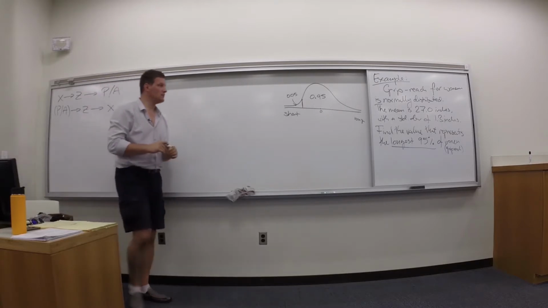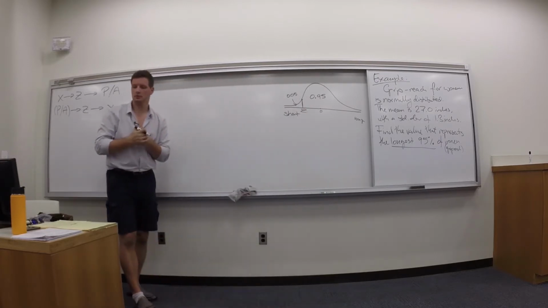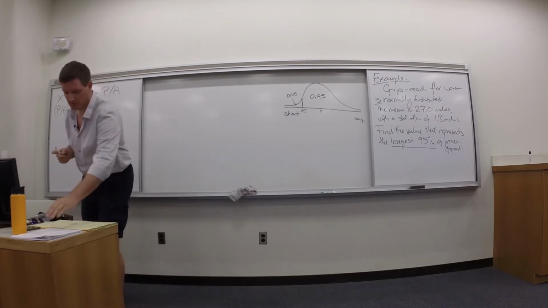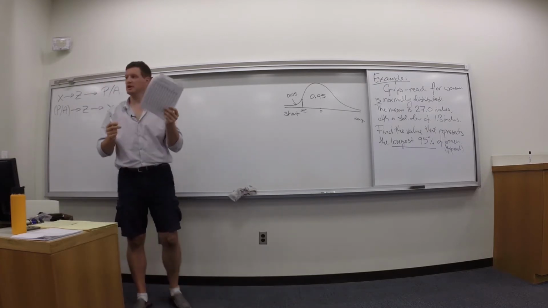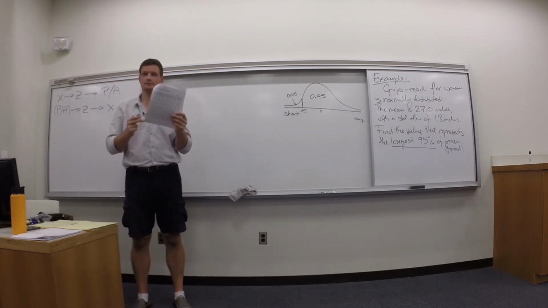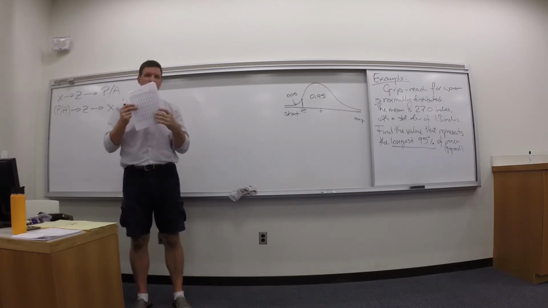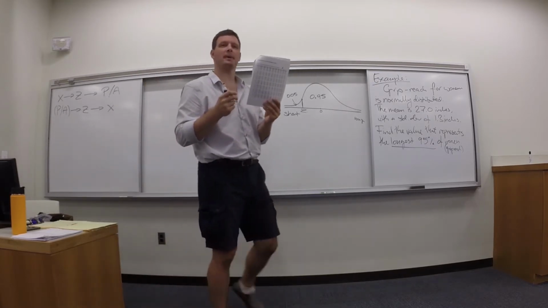So what I'm interested in is this z value, the z-score. So how do we get the z-score? Does everybody have a table? So we're trying to find 0.05 in the meaty part of the table. Earlier, I think you have it earlier.